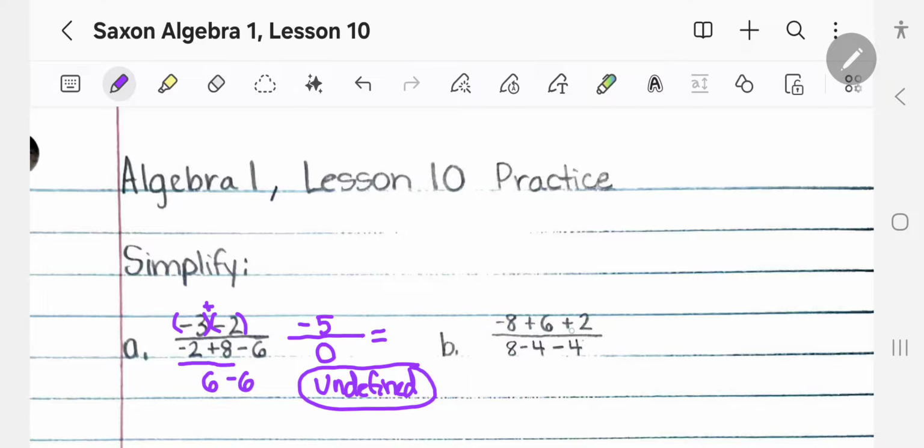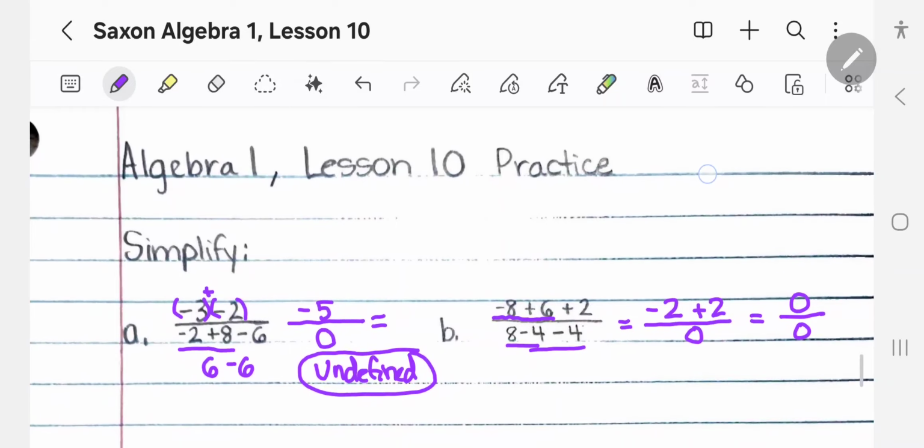B, let's start with the numerator. -8 plus 6. The signs are different, so we're going to subtract. Take the sign with the largest absolute value. -2 plus 2 would be equal to 0. So we've got a 0 in the numerator. In the denominator, 8 minus 4 is 4, and 4 minus 4 is 0. So we also have a 0 in the denominator.